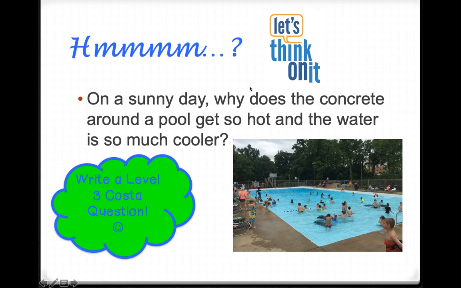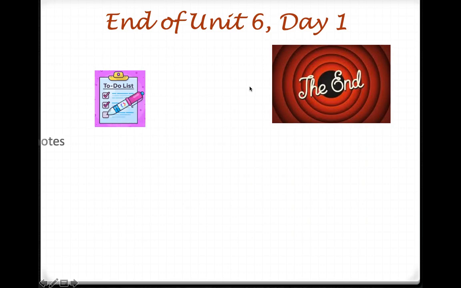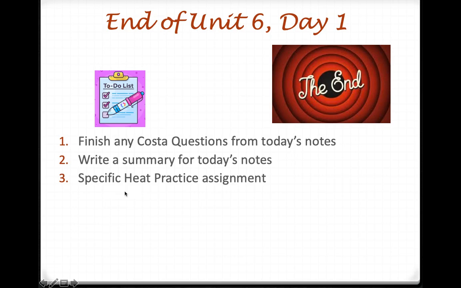All right, so that brings us to the end of our first day of this unit on kinetic theory and states of matter. So go back and finish any COSTA questions, write your summary that answers the EQs. We did have 2 separate EQs for today, so do a little summary for both of them. And then I do have a specific heat practice assignment. It's 4 problems just to practice plugging in the numbers, solving, canceling your units. It's really algebra, it's not DA, it's not stoich. So think of it really as algebra for that C equals Q over M delta T formula, specific heat practice.